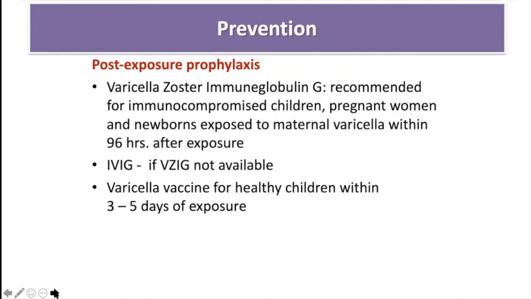So we need post-exposure prophylaxis, especially for immunocompromised children and pregnant women, as well as newborns exposed to maternal varicella within 96 hours after exposure. We don't have varicella zoster immunoglobulin readily available, and in that case, we can give IVIG. Varicella vaccine for healthy children is also recommended to be given 3 to 5 days after exposure.